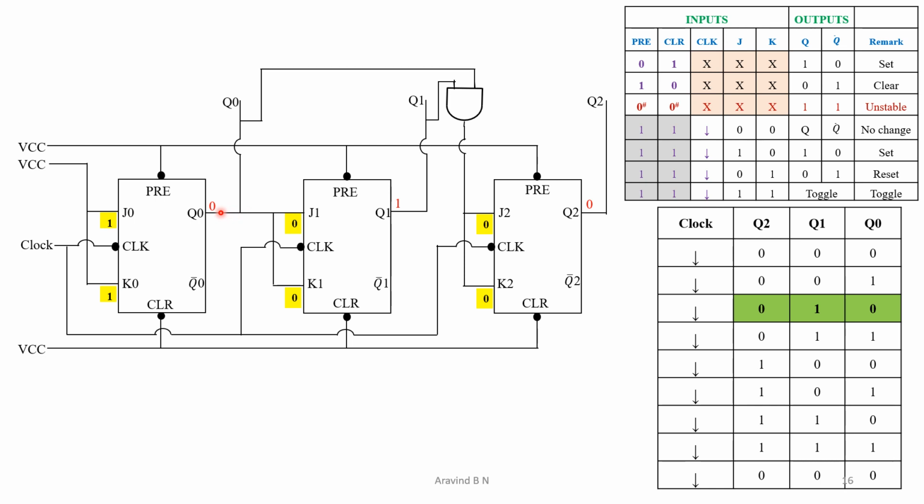One thing you have to keep track of: for the first flip-flop we need not worry about the inputs, because it is connected to VCC, so it will be a constant value. But for the remaining two JK flip-flops, these values will keep updating at every stage. So at this instant Q0 is 0, therefore J1 and K1 are equal to 0. And with respect to J2 and K2, again the output of the AND gate is 0, therefore these two are equal to 0.